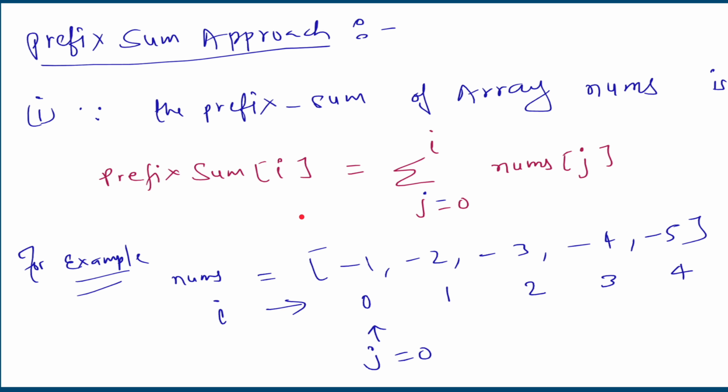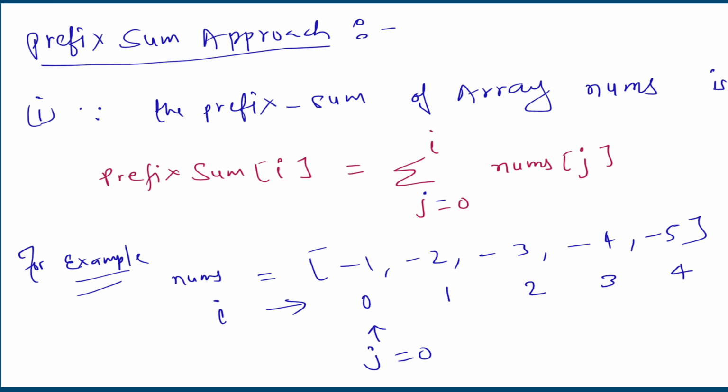I'll go through the approach that we are talking about, the prefix sum approach. So the prefix sum approach that we are going to talk about is, how are we going to find the prefix sum of array nums, right? So let's consider this as an example. Prefix sum at I is the sum from j equal to 0 up to I. So if you are saying the prefix sum at I, it starts at 0 and goes to I.